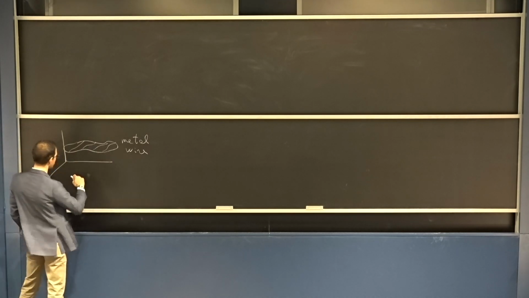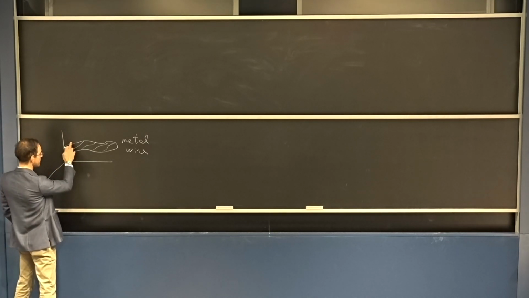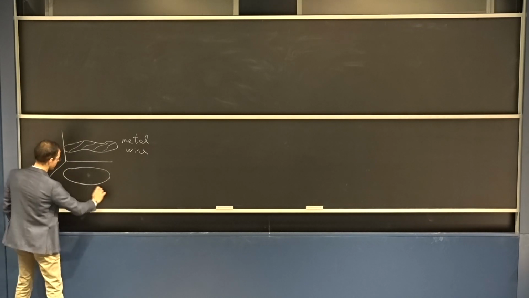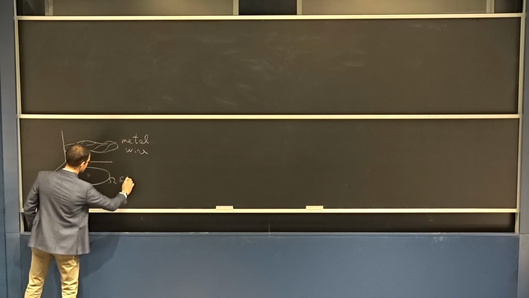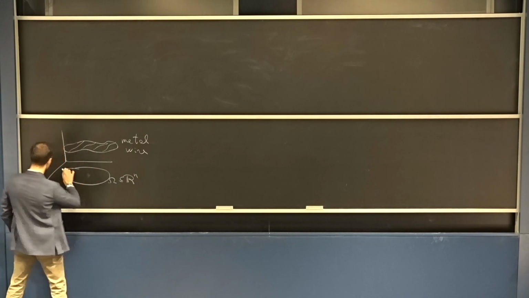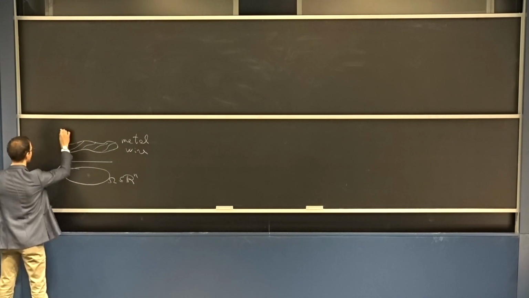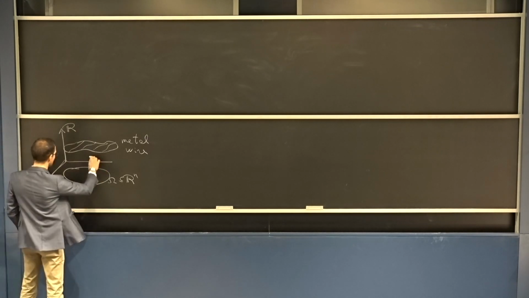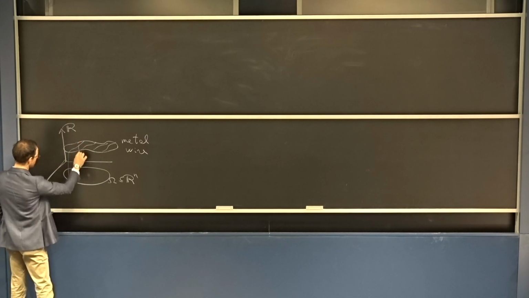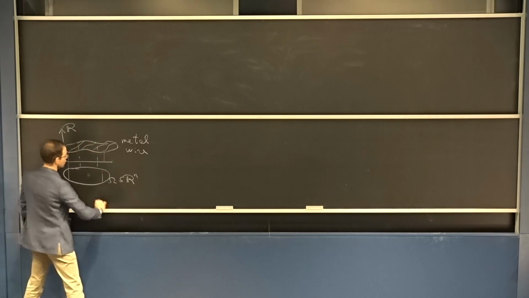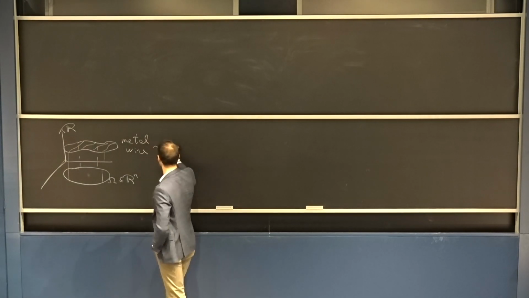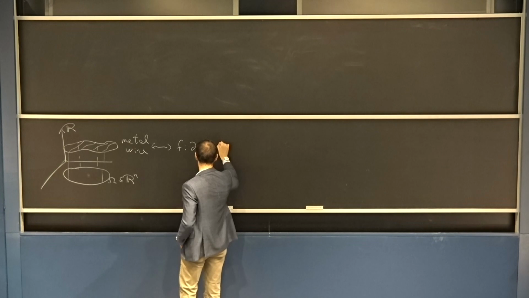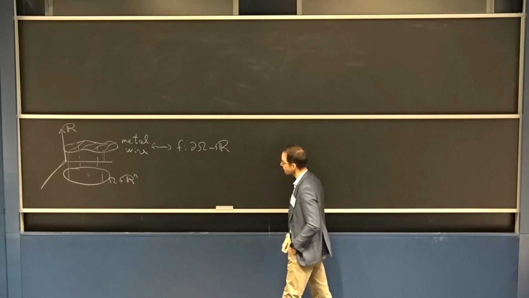So in the simplest formulation, we can assume that this metal wire is a graph over a domain. So let's say I have a bottom domain here, omega, which is a subset of R^n. So this is my R^n. And then I have an extra variable R here. The metal wire is a graph over the boundary of the domain. So this metal wire is represented by some function f defined on the boundary of omega with values in R.